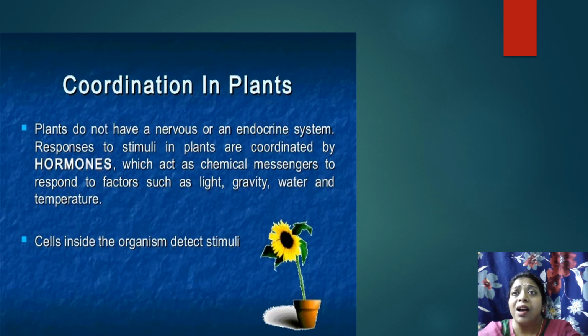So in plants, there are many cells: the parenchyma cells, the sclerenchyma cells, the collenchyma cells, and many others. Now these cells inside the plant detect the stimulus and take the response, especially from the external factors, and that is the coordination which is seen in plants.